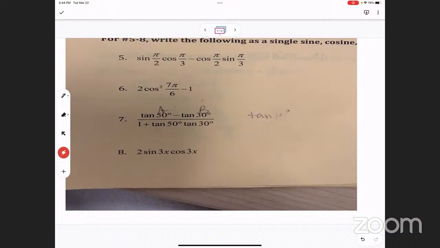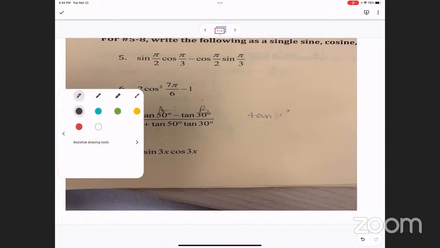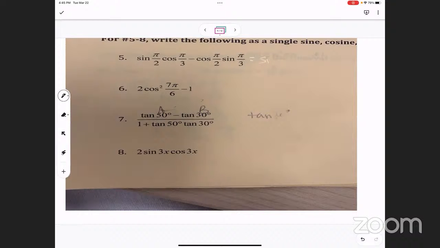Can you look up your formula sheet? Isn't this like this? There you go. So let's write it. Ready? Tell me what to write. If it's sine A minus B, it's sine. What's A and what's B?